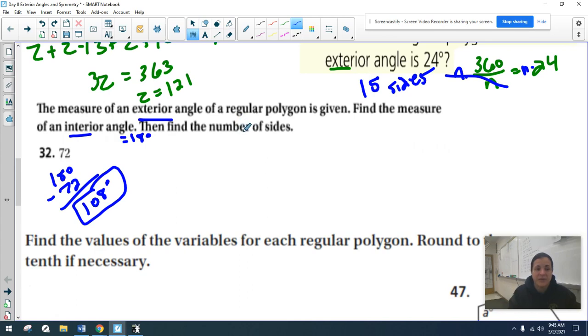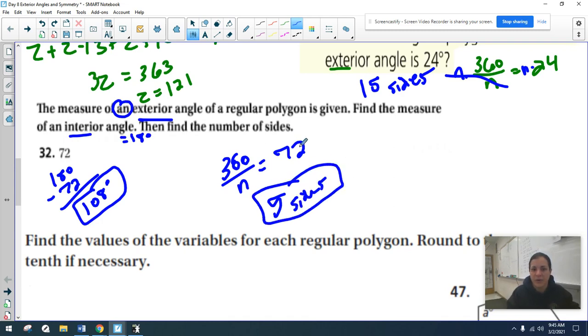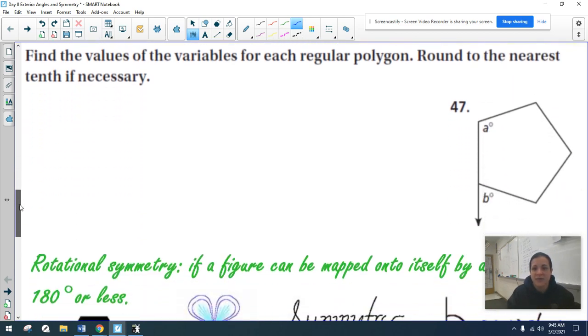And then it says find the number of sides. So now what I can do, again, I had the exterior divided by the number of sides give me 72. They said the measure of one exterior angle. So one exterior angle is 72. Again, you can just swap them. So 360 divided by 72 is going to give me 5 sides. So those are the two things that one asked for. Okay, so it's just different ways to ask these questions. I'm trying to show you a different kind of example for each one.